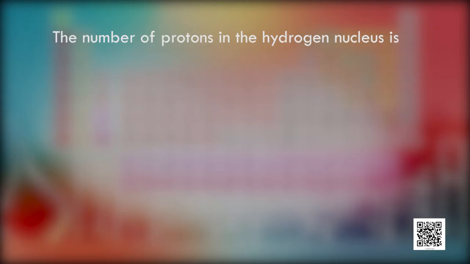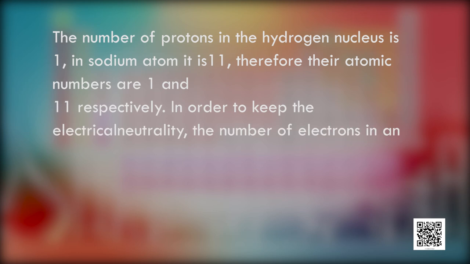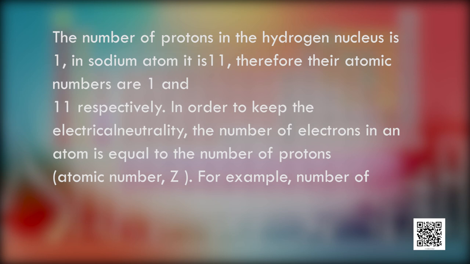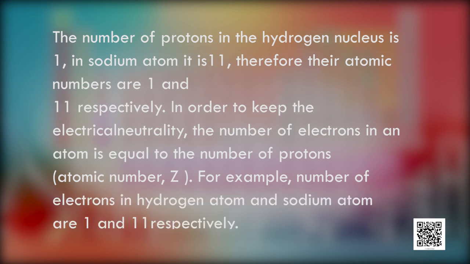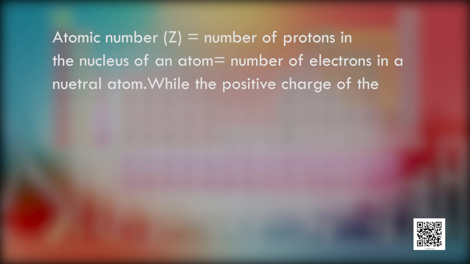For example, the number of protons in the hydrogen nucleus is 1. In sodium atom, it is 11. Therefore, their atomic numbers are respectively 1 for hydrogen and 11 for sodium. In order to keep the electrical neutrality, the number of electrons in hydrogen atom and sodium atom are 1 and 11 respectively. So the atomic number Z is equal to the number of protons in the nucleus of an atom or the number of electrons in a neutral atom.